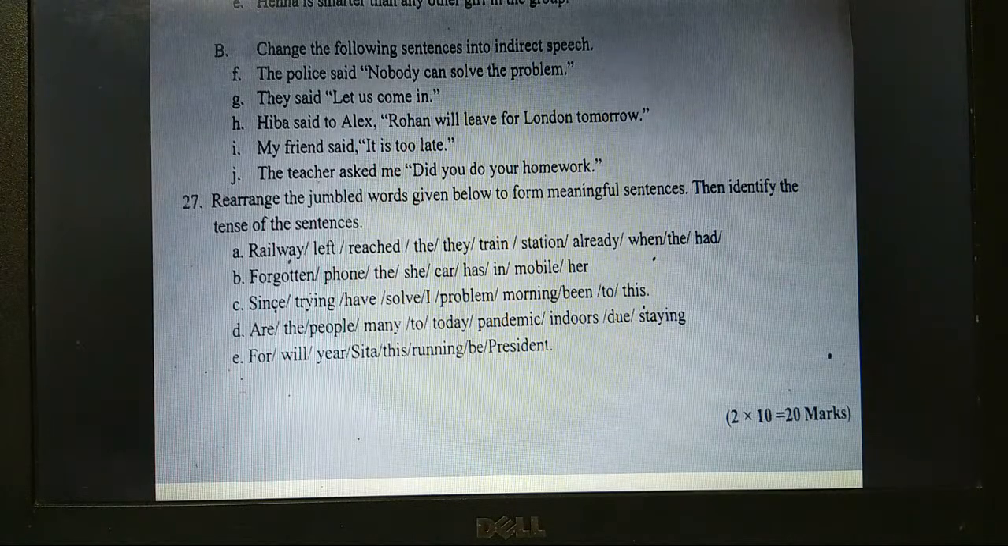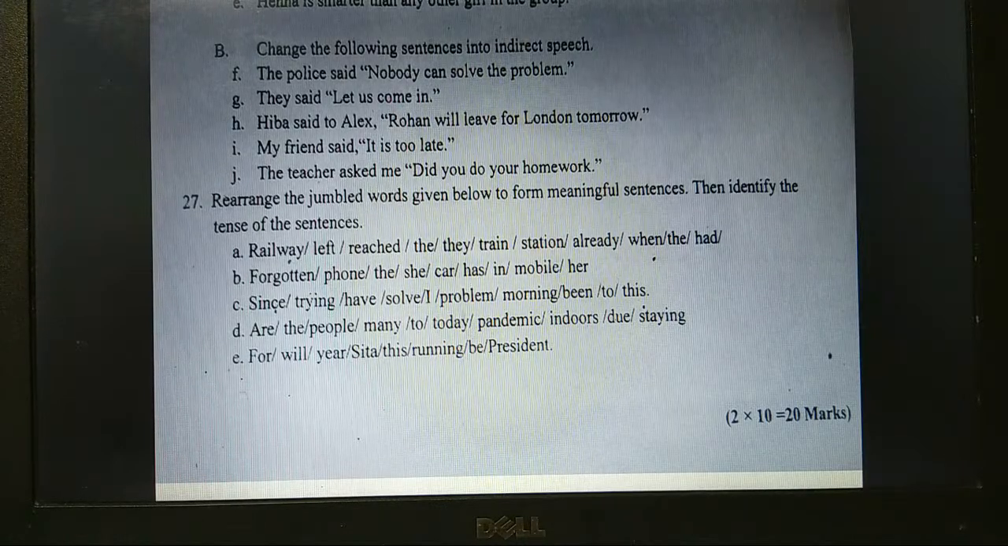Now, the next one. My friend said it's too late. Answer. My friend said that it was very late.